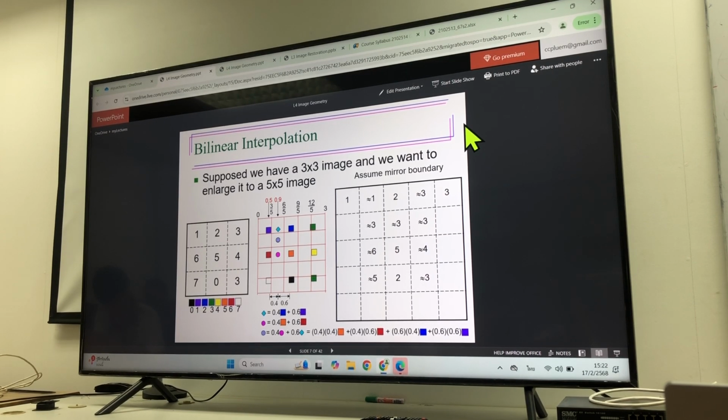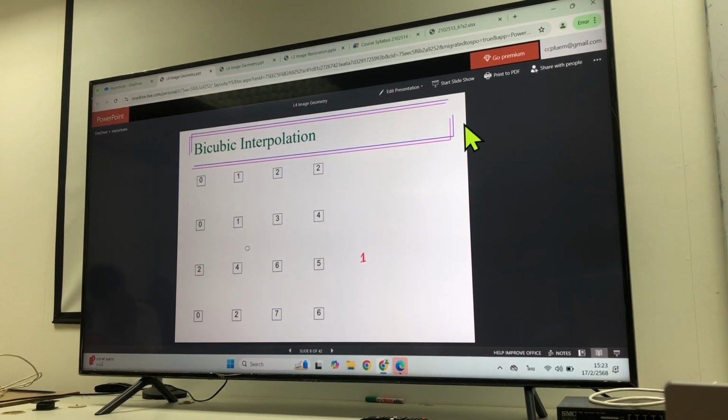These two actually were in the first lecture, I mean the second lecture. You can look at that. But in the second lecture we didn't do the bicubic. So today we're going to concentrate on bicubic. What is bicubic interpolation?